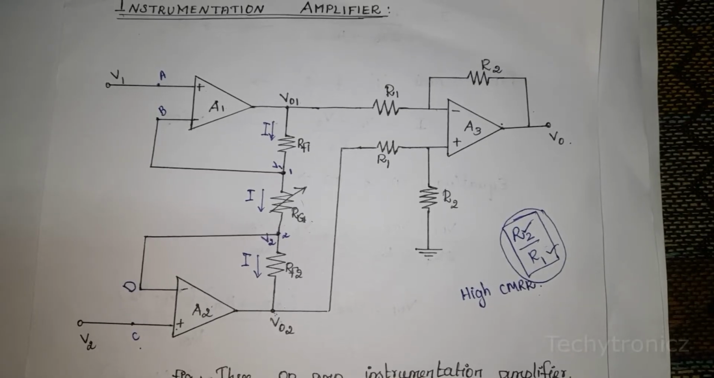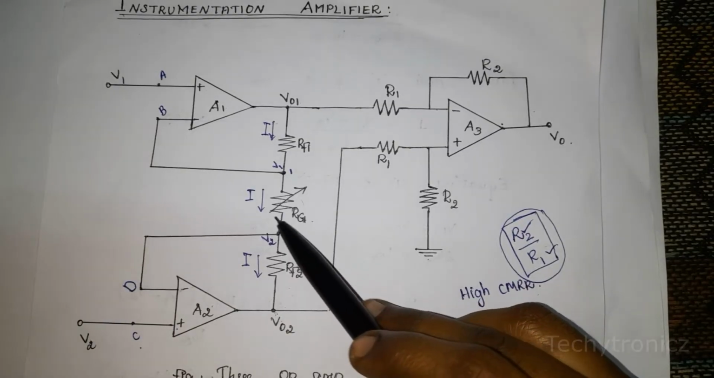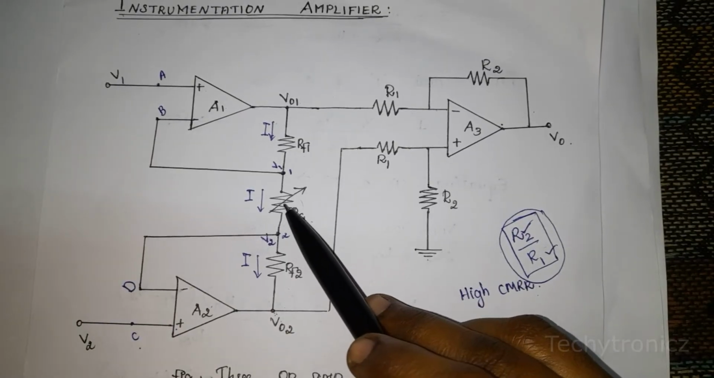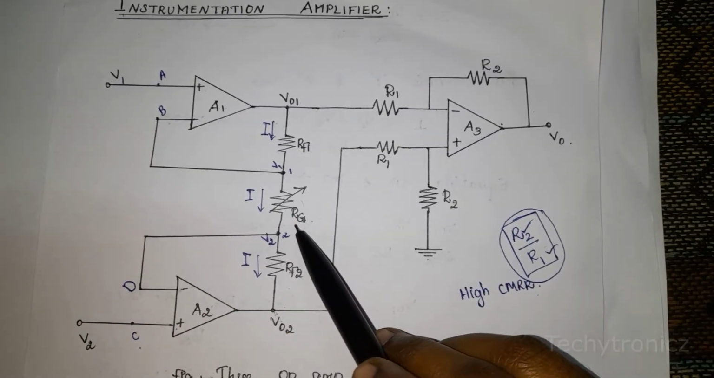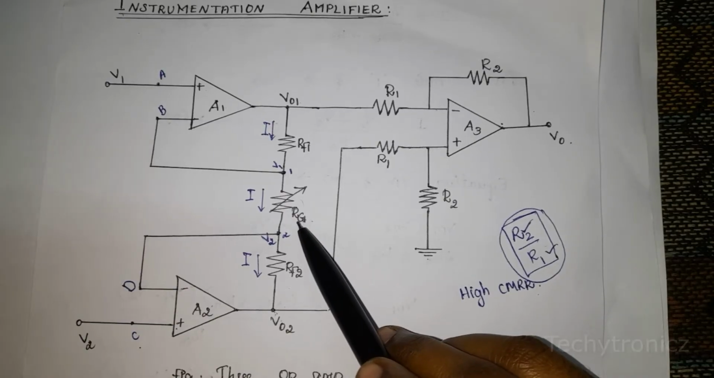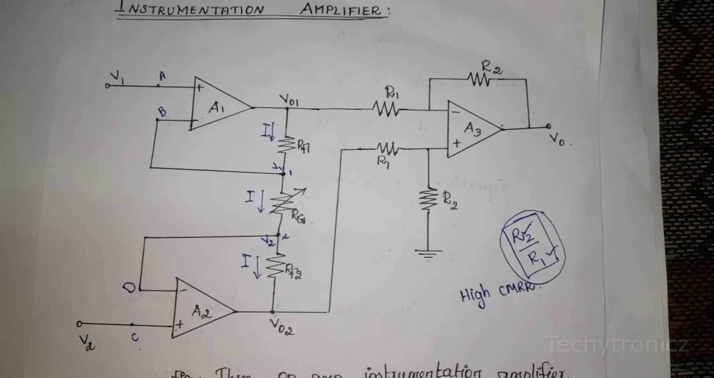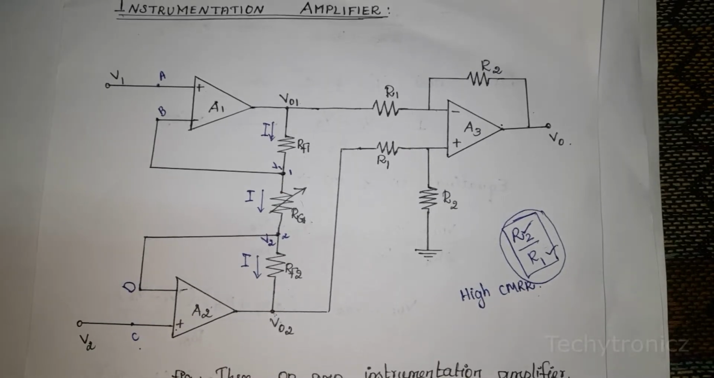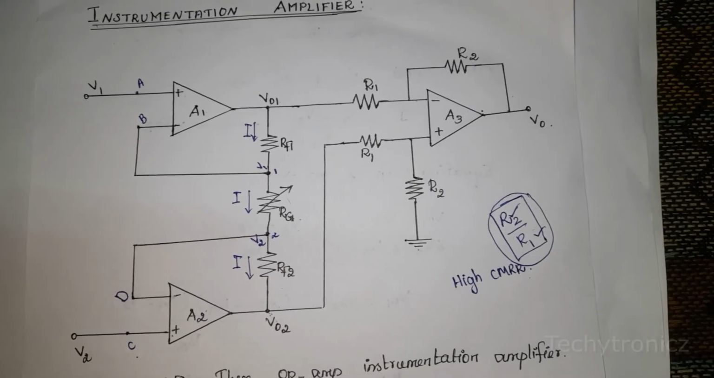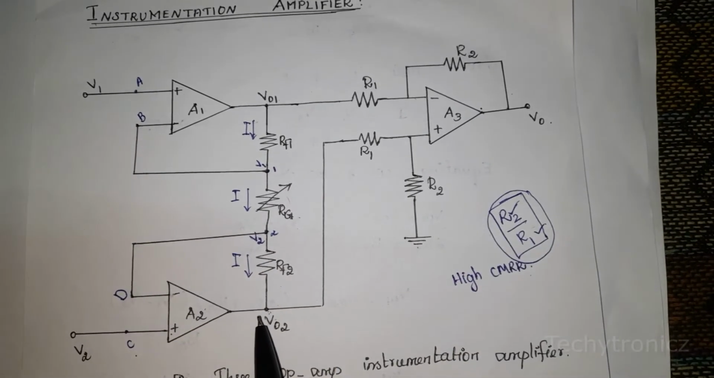Here we need to change only one single resistance. That resistance is denoted here by RG. Here we are using a potentiometer to vary this resistance value. Using this resistance we change the gain. So this is the circuit diagram of the instrumentation amplifier.